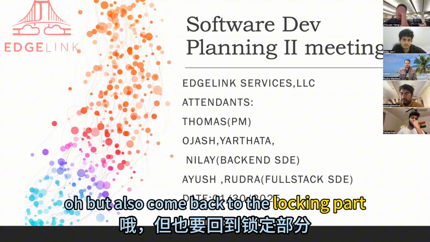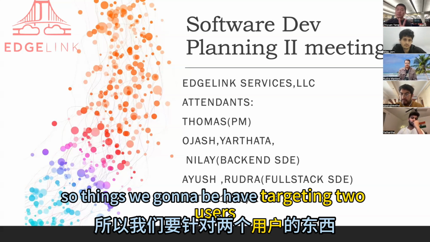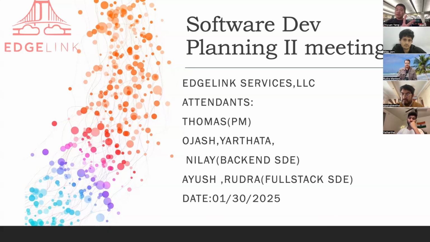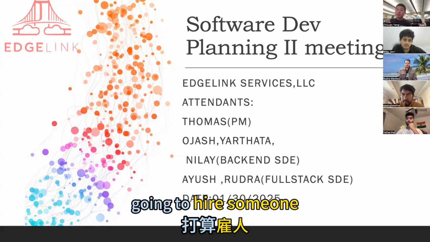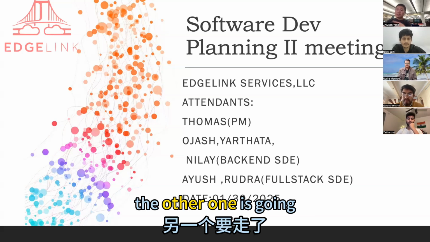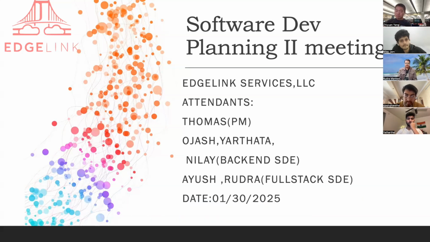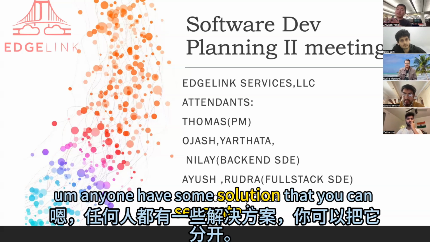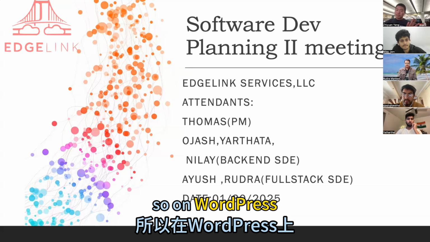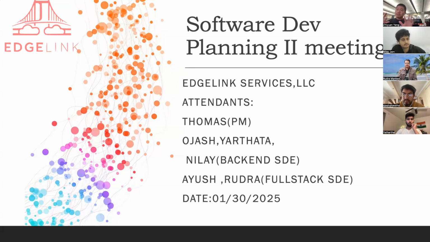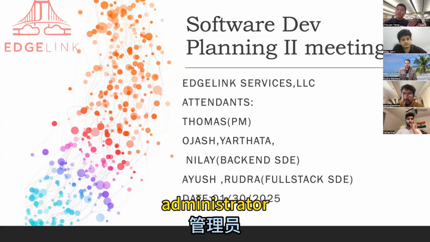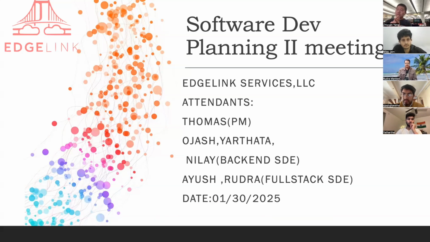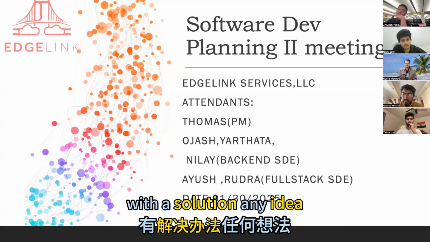Oh, but also, coming back to the login part. Since we're going to be targeting two users, one user is the one who is going to hire someone for taking care of the dogs. The other one is the freelancer who is going to take the job. Regarding this, does anyone have a solution to separate them? On WordPress, you can just separate them as administrator and as users, so it's going to be user one and user two. For this part, how do you guys come up with a solution? Any idea?